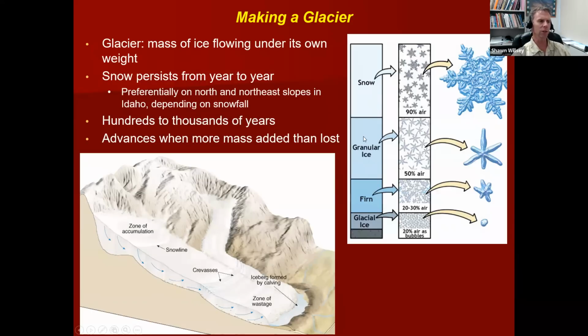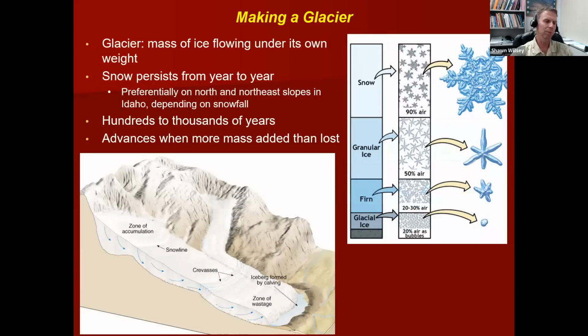And so if you can get snow to accumulate in any given location persistently, and it takes typically hundreds, if not thousands of years to really grow a glacier in most instances, if you can get that snow to slowly be transformed into glacial ice, and if it has sufficient mass, that ice will then start to move downslope under the influence of gravity, and voila, you have a glacier. You've got a glacier on your hands.